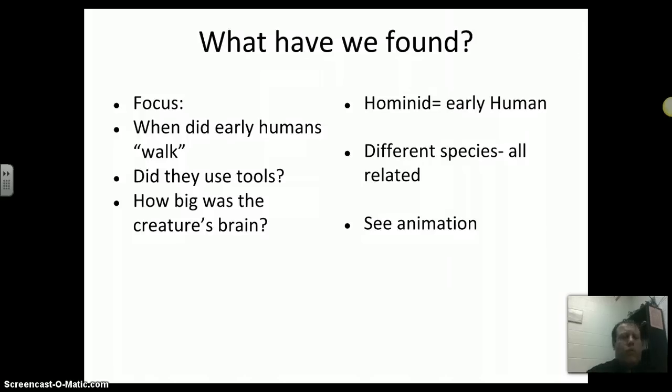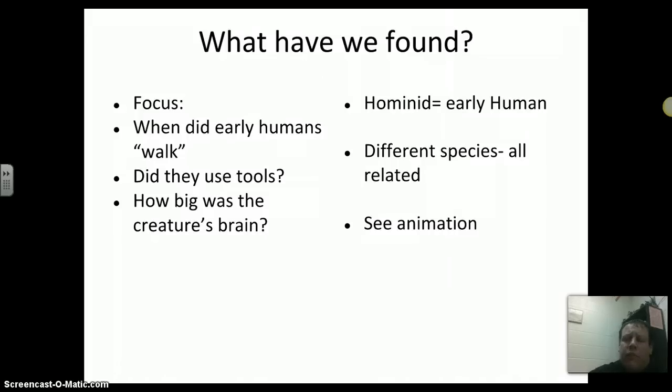They figured out when they used tools, looking at hand structure, looking at tools that are around them. The other thing to look at is people's brains. How big was a human's brain? We'll look at animation in class to look at this, but that's not the only thing they look at. We'll talk about why I look at these things in class a little bit.